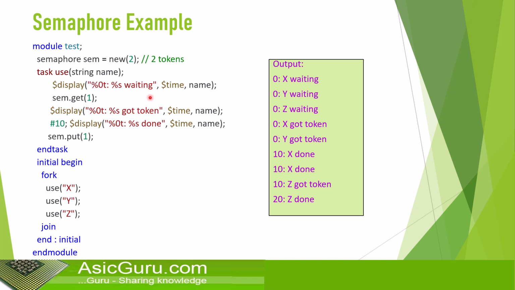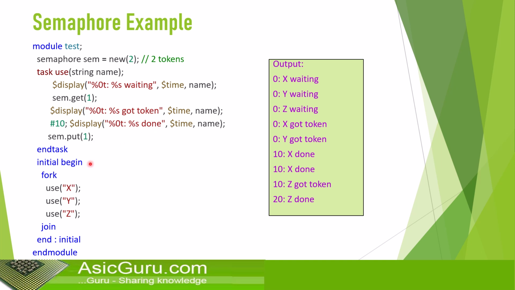Inside this task, we are first printing the waiting message. Then we are acquiring keys from the semaphore. We are acquiring only one key at a time. Then we are displaying this message, got token, and after a delay of 10 time units we are displaying the message done, and then we are releasing the key back to the semaphore.